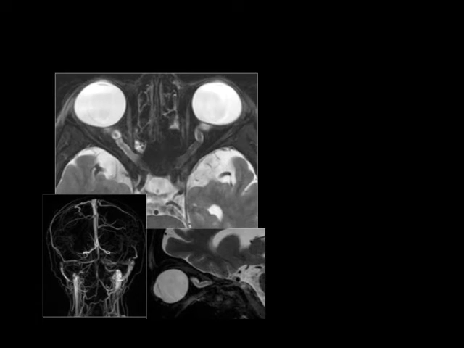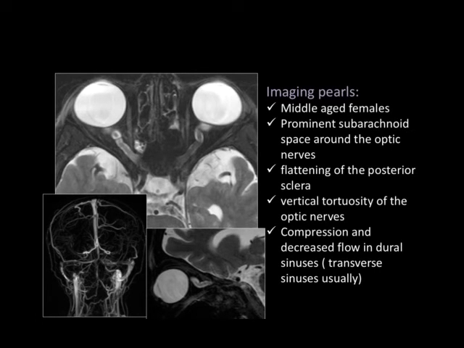How are the transverse sinuses? Stenosis. So basically, what is this? Hypertension. Most commonly seen in middle-aged females: prominent subarachnoid space in the CSF sheath, tortuosity of the optic nerves, flattening of the optic nerve head and posterior sclera. Here you see compression and decreased flow in the dural sinuses, mainly the transverse sinus.